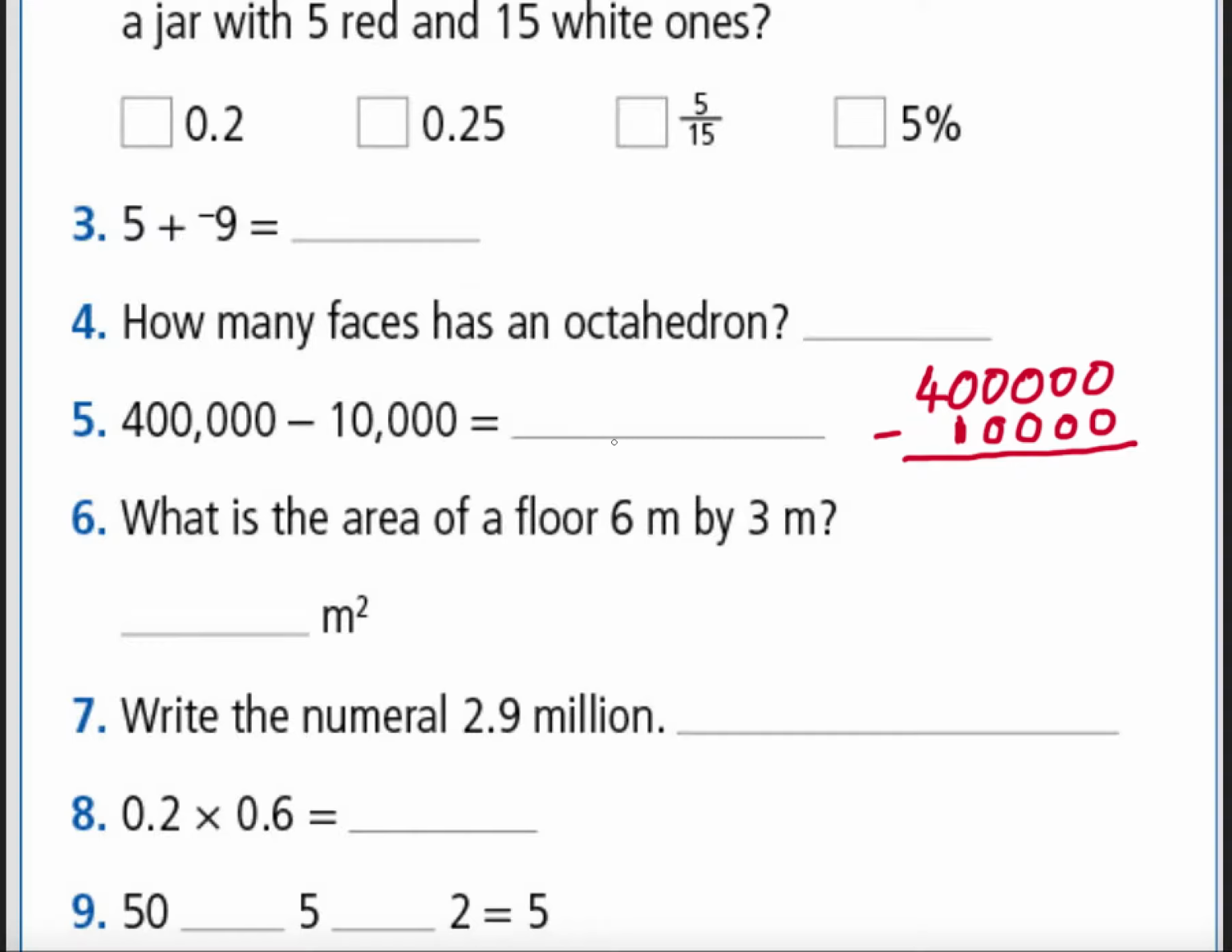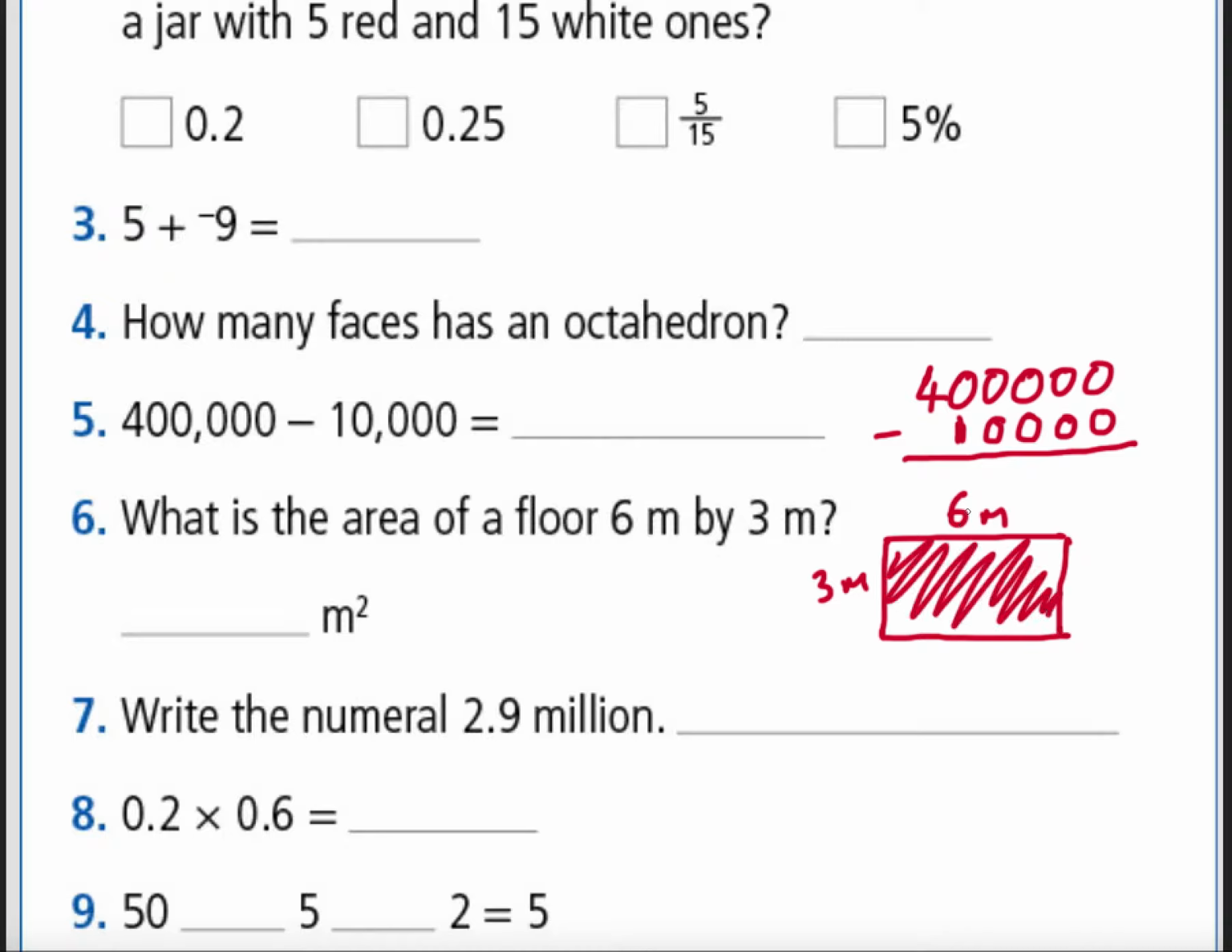Number 6, what is the area of a floor that is 6 meters by 3 meters? Now when they say it's 6 meters by 3 meters, that means it's a rectangle, and on one side it's 6 meters long, on the other side it is 3 meters long, and they're asking us what is the area of this rectangle in here.